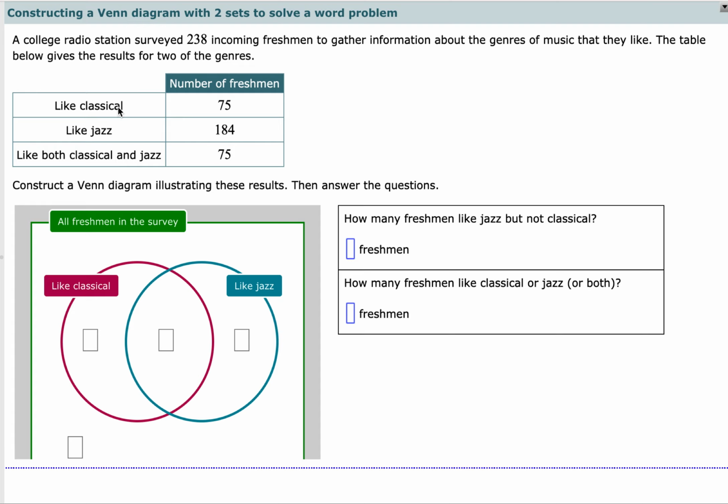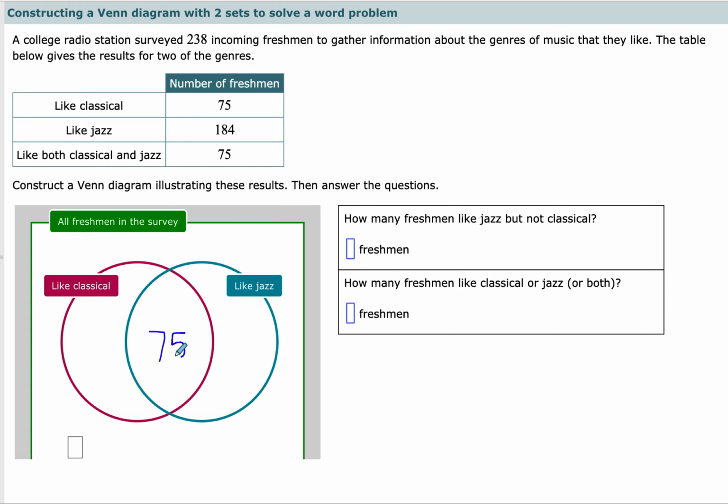All right, so the 75 that like classical also like jazz. Isn't that amazing? So that means that in this little overlapping circle here, we're going to put a 75. So I put a 75 here. This area represents those that like both classical and jazz music. This little part of the circle, just over to the side, is the people who just like classical. Now remember, 75, which is the same 75 right here, these are the same 75 people. They also like classical, so I don't put anything over here. So you shouldn't have two 75s, you just need to have one.